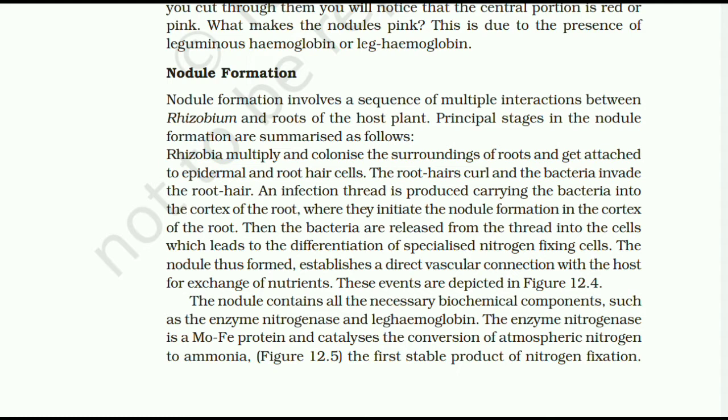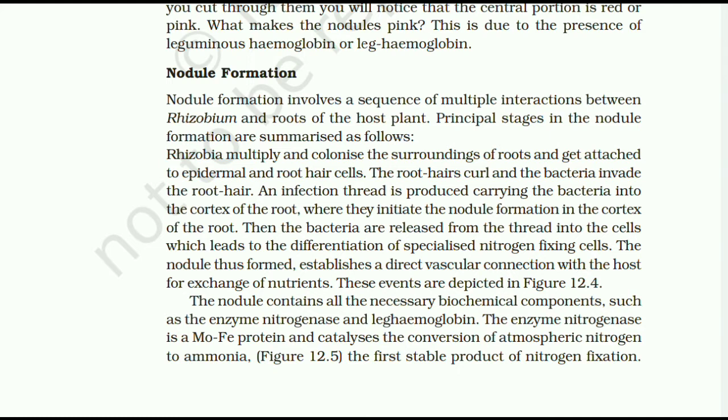The root hairs curl and the bacteria invade into the root hair. An infection thread is produced carrying the bacteria into the cortex of the root, where they initiate the nodule formation in the cortex of the root. When the bacteria are released from the thread into the cells, this leads to differentiation and specialization of nitrogen-fixing bacteria.